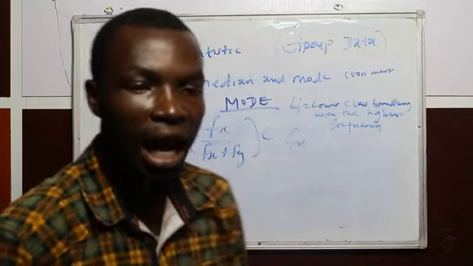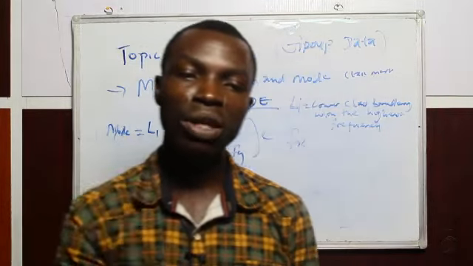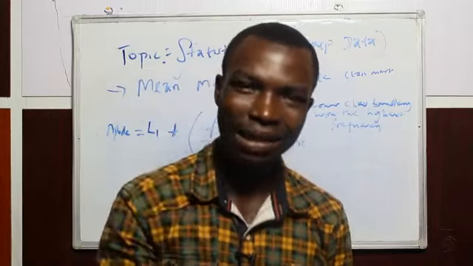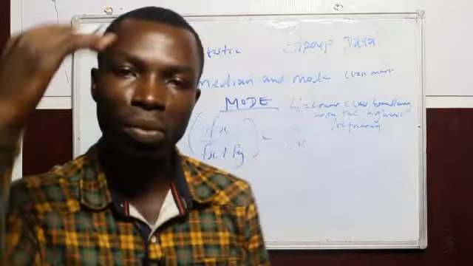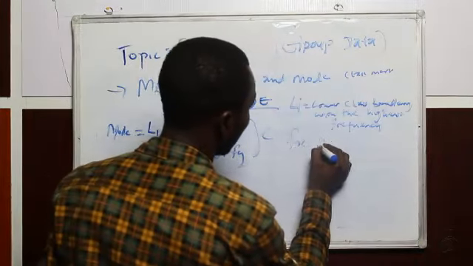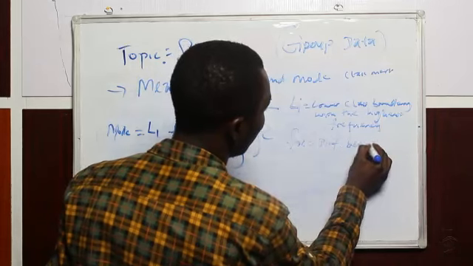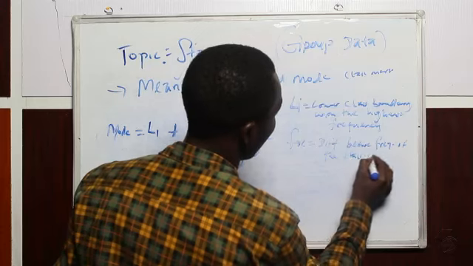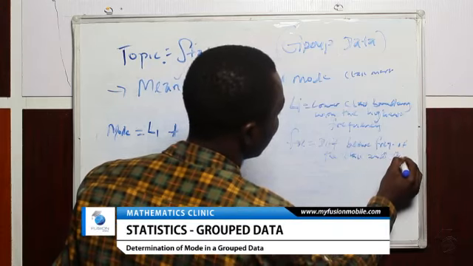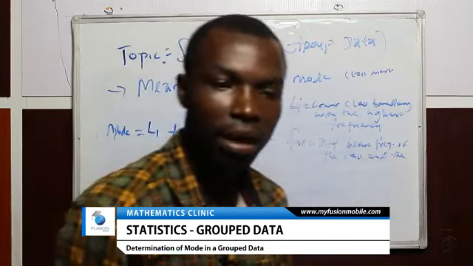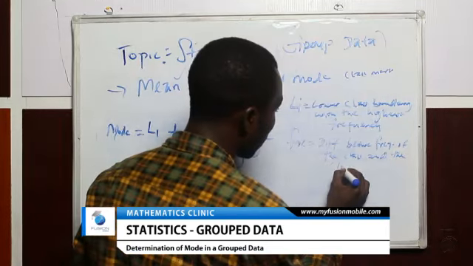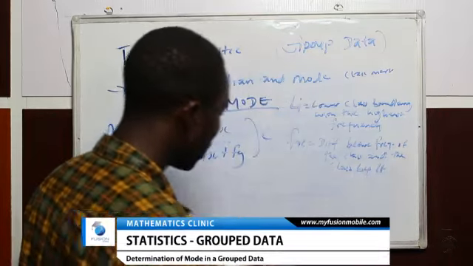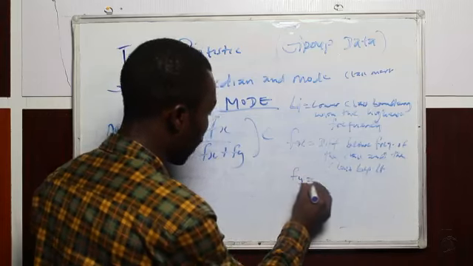Then, what is Fx? Fx is the difference between the frequency of the modal class and the class before it. That's Fx.